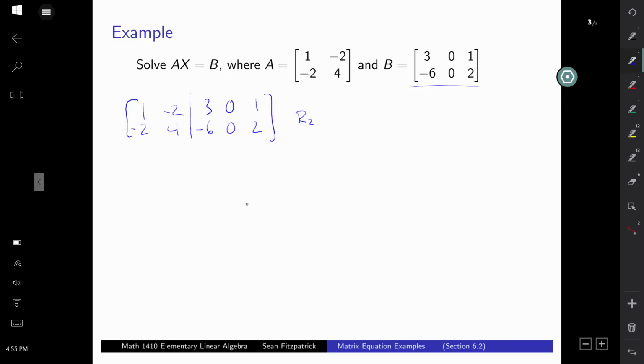I'm going to do row 2 plus 2 row 1 and make that my new row 2 to create a 0. And let's recopy. Here we see that something interesting happens. We run into a bit of trouble. 0, 0. Okay, what happens over here? 6 minus 6, I get a 0, 0, and 4.